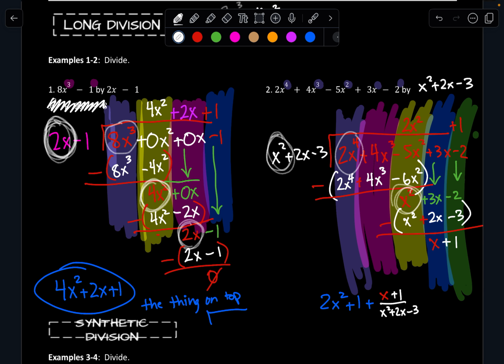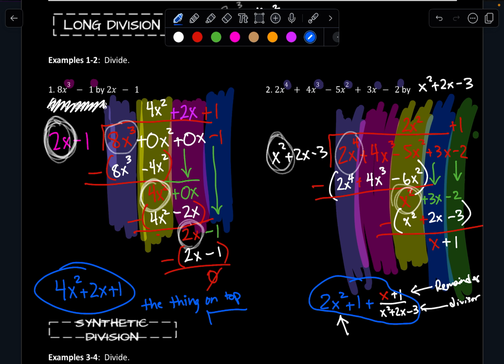So again, this is from the top. This is our remainder. And this is our divisor, like the thing on the outside. This would be our final answer. Okie dokie.